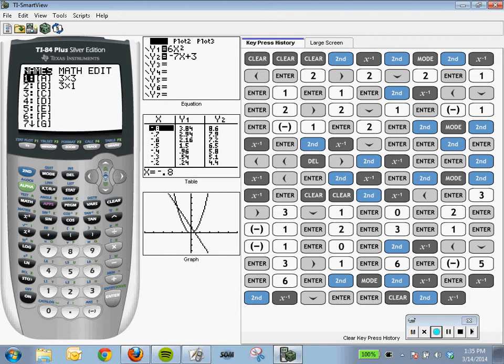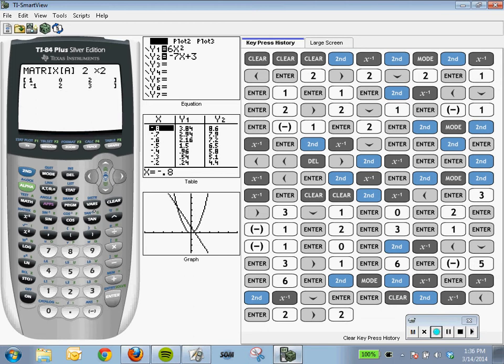All right. So now what you guys want to do is go over to the edit button, scroll to the edit button, and hit enter. That allows you to change the order of your matrix first thing. So we're going to hit a 2 by 2 matrix, and then hit down to go into that matrix. So now we're going to actually enter in the values for the 2 by 2 matrix.